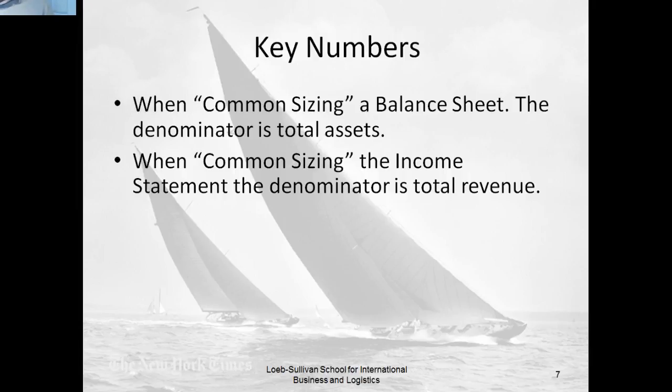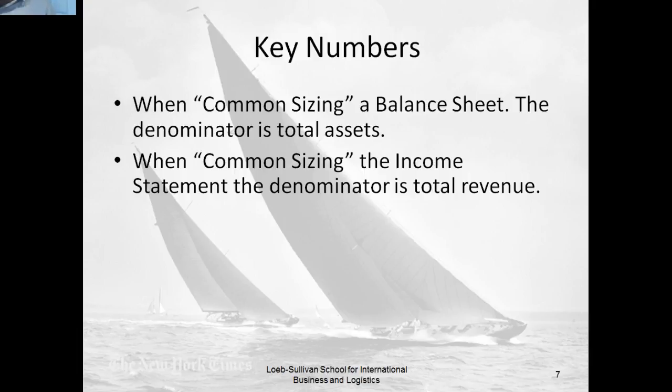So the way that you're going to common size within a balance sheet, the denominator for all of your percentages is going to be assets or liabilities. So total assets and total liabilities and equity are equal, so either of those numbers. If I've got X dollars in cash, I'm going to divide cash by the total assets, and I'll know what percentage of cash I have. So that's the common sizing.